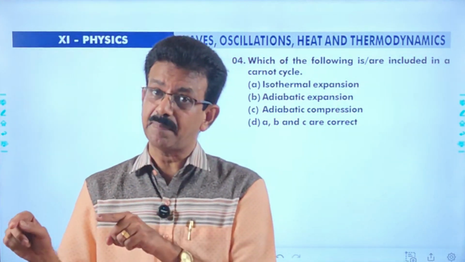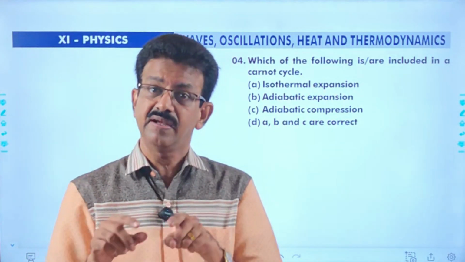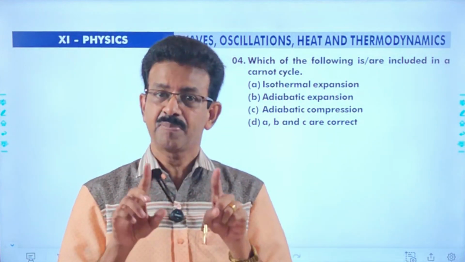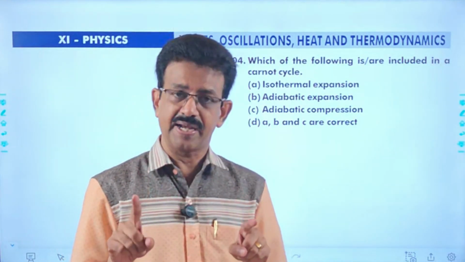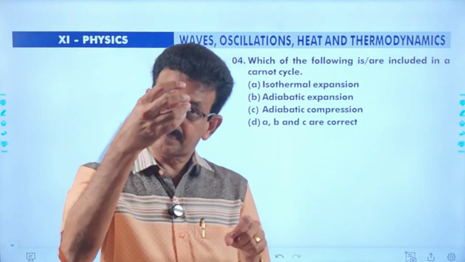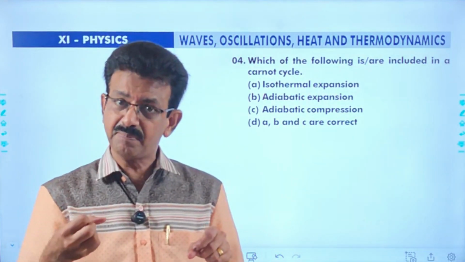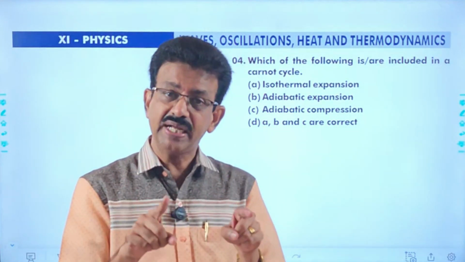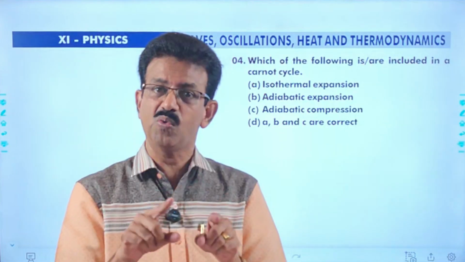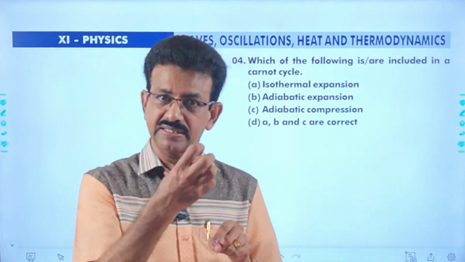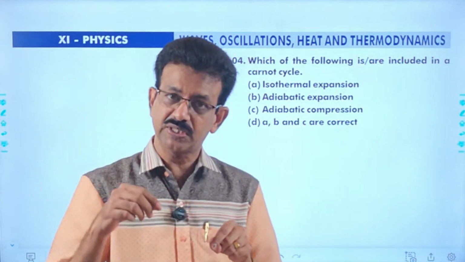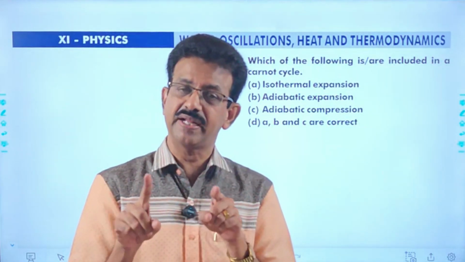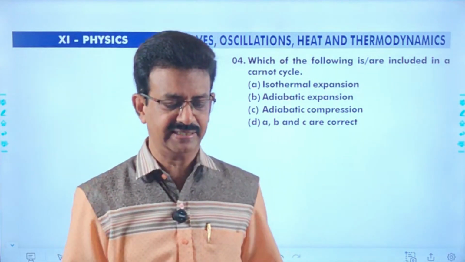Then it needs a platform to keep the cylinder, which is perfectly insulated. These are the essential parts of a Carnot engine. The working substance absorbs some amount of heat from the source and rejects an amount of heat to the sink, doing some external work, Q1 minus Q2. Q1 is the heat energy absorbed from the source, Q2 is the heat energy rejected to the sink, then Q1 minus Q2 is the work done by the engine.